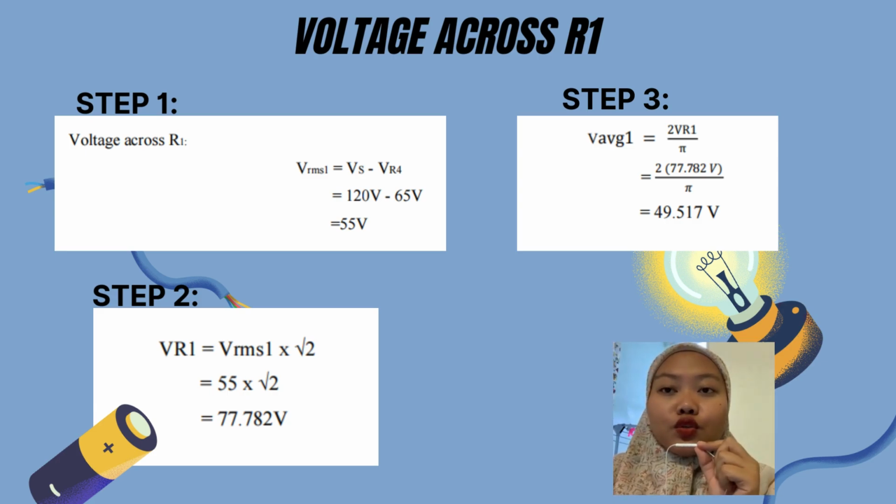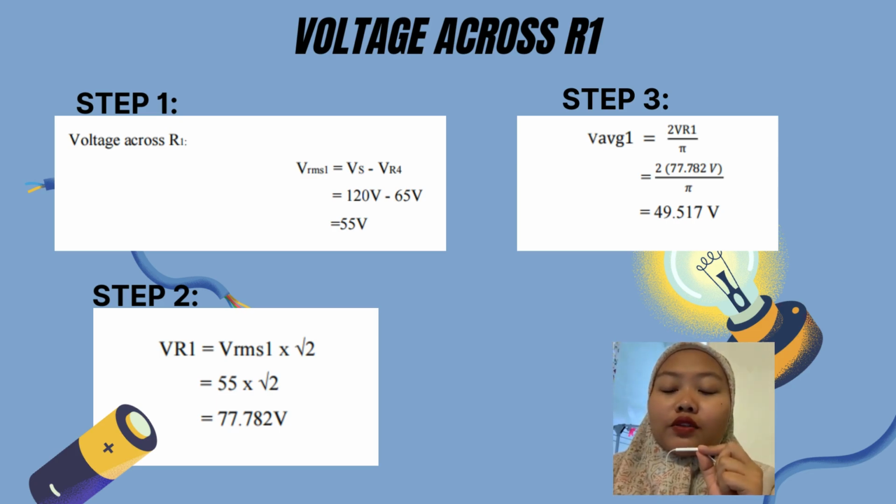And for step 2, we must adjust it to the normal voltage, even though we know that Vrms1 is 55 volt. So we use the formula of Vrms equal to Vp over square root of 2. But since we don't have the Vpeak, we rearrange the formula: Vr1 equal Vrms1 times square root of 2, and we got 77.782 volts.